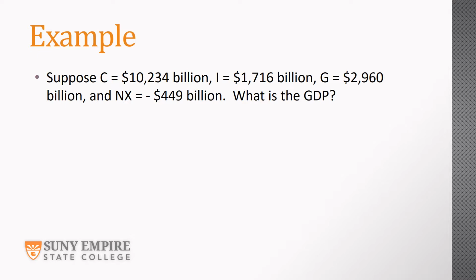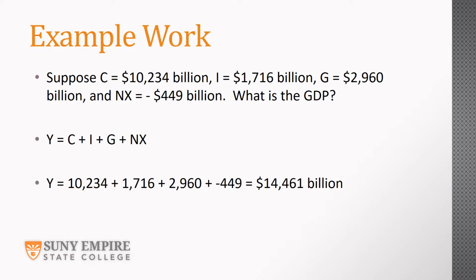What is the gross domestic product of this nation? To find the GDP, we simply add all the components together. Doing so, the GDP of this nation is $14,461 billion, or $14.461 trillion.